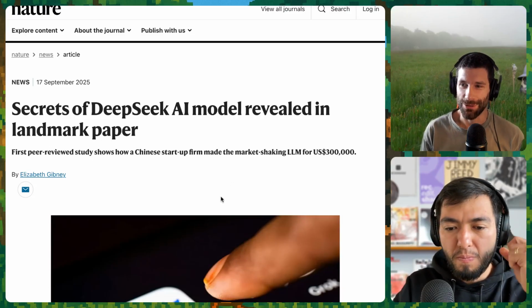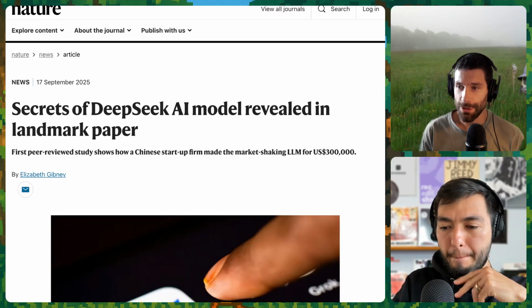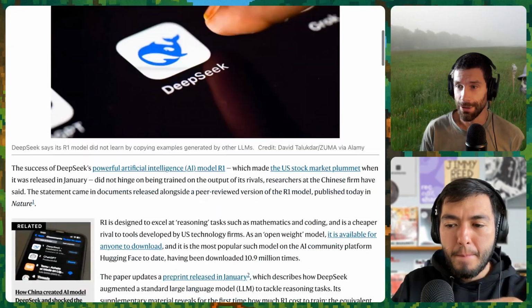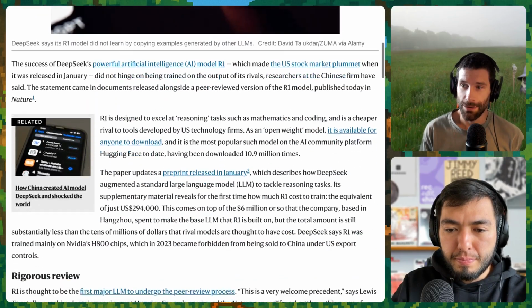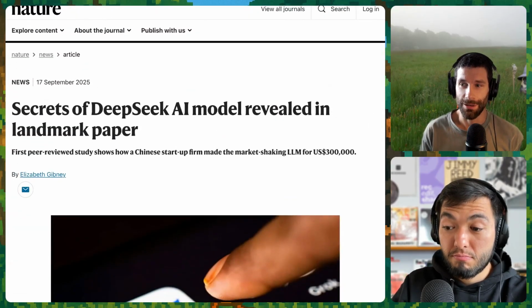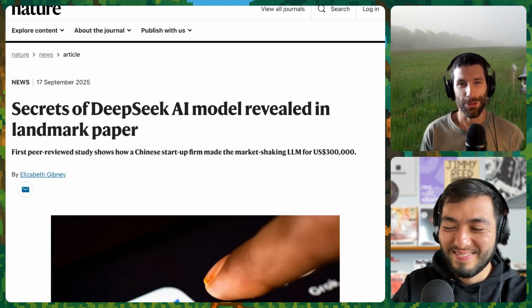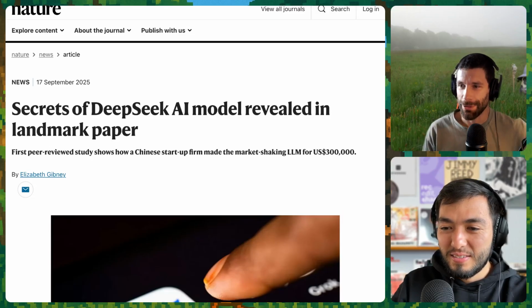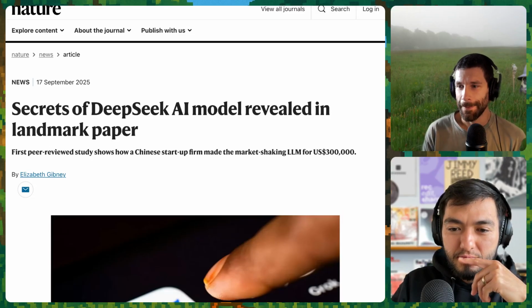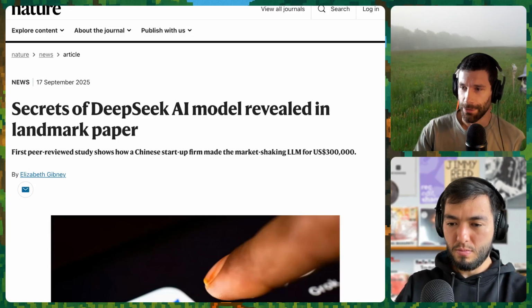I hope it sets a precedent for other AI players as well. But there are some interesting things coming out there. You have the actual training of the base LLM for R1, which cost 6 million. The R1 reasoning layer cost 294,000, which together is a lot of money, but only a fraction of what the other big players used up until that point. They were mainly trained on NVIDIA H800s, which now have also been restricted by US export controls.